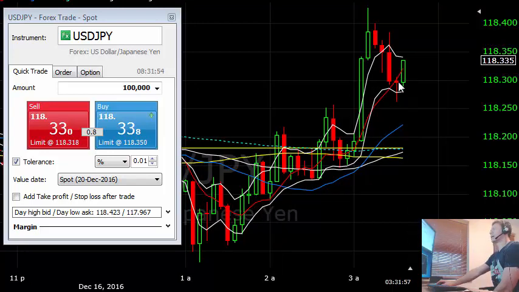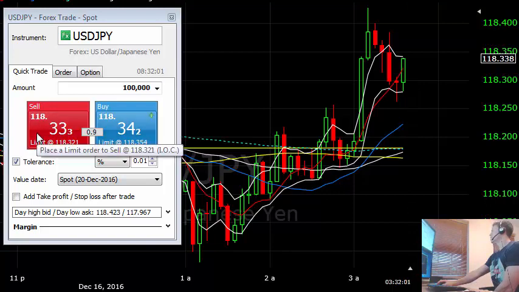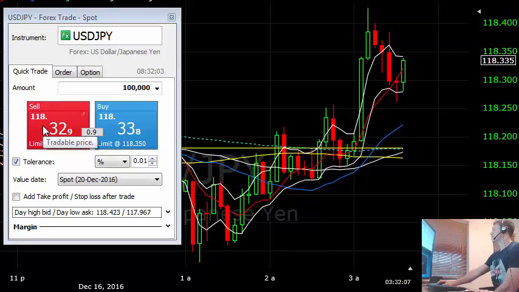Okay, so it looks like I'm going to be able to get this second unit in, but look at where I've got to put the stop. It's not big stops by any means, but so let's get the second unit in right here, 32.9. Okay, so I've got the second unit in.